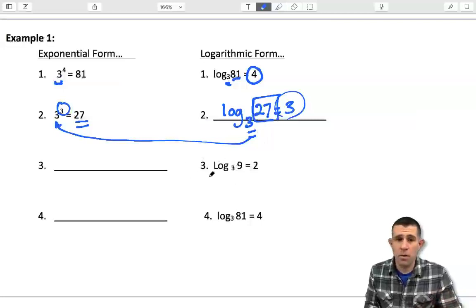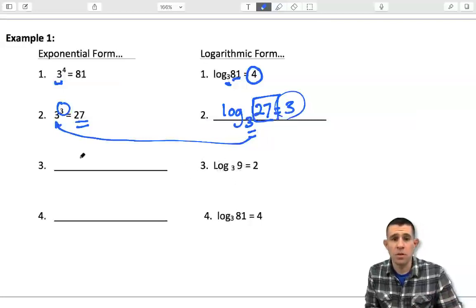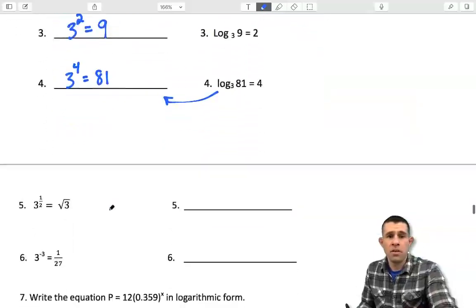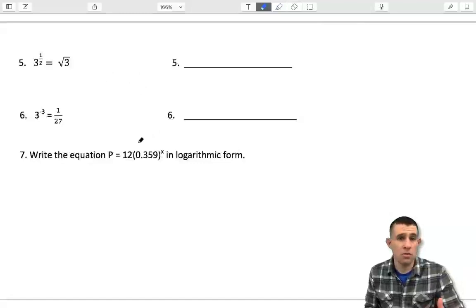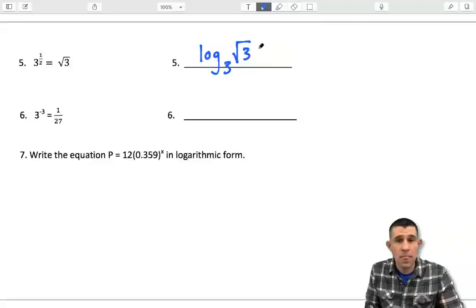All right, let's go back the other way. Now we have log base 3 of 9 is equal to 2. If I wanted to write this in exponential form, 3 is my base, 2 is my exponent, and 9 is my power. All right, going back the other way for this next one, we have log base 3 of 81 is equal to 4, so 3 to the 4th is equal to 81. There are a few more examples here. If we scroll down on your notes, you can see number 5, 3 to the 1/2 is equal to the square root of 3, writing that in logarithmic form. Again, we have log base 3 of my power, which is root 3, is equal to my exponent of 1/2.